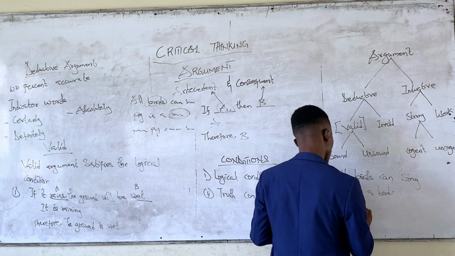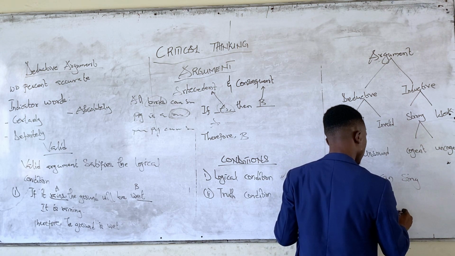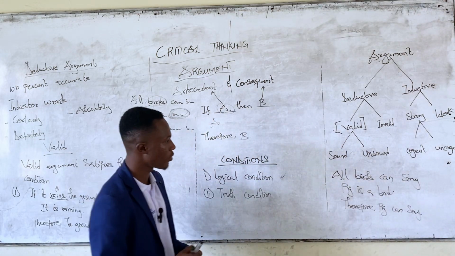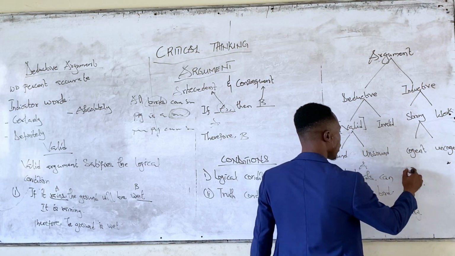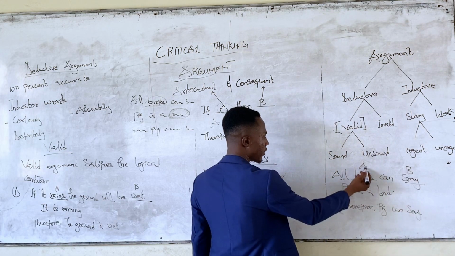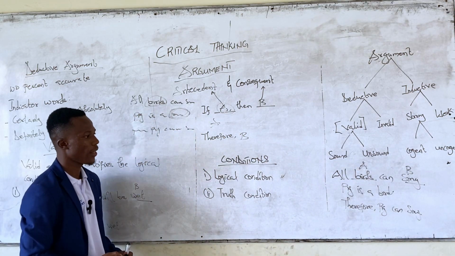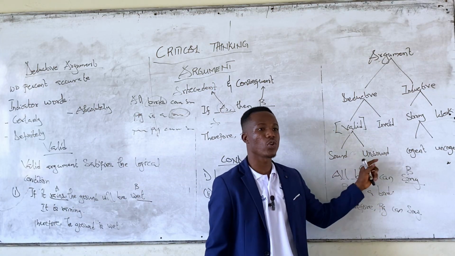Therefore, pig can sing. Right. Now we have the two here. This is A, this is B. We have the A here making the argument valid. Is that true? Yes. Now we want to check whether the argument is sound or unsound.